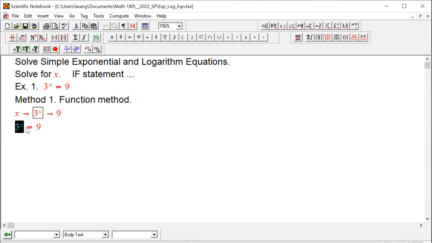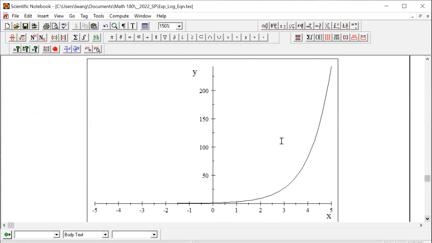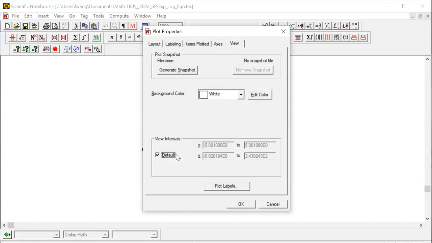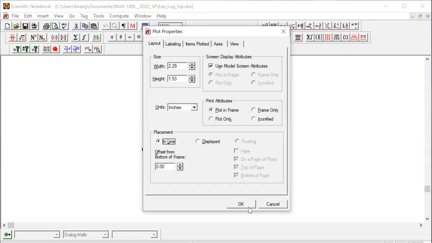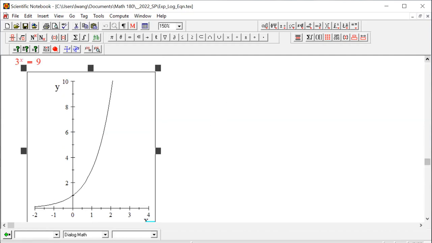So the first method, graphically, is that you look at 3 to the power of x and graph it. We have graphed this function before. Let me make some adjustments to graph this function properly. We know the domain and range for this function. So that's 3 to the power of x.